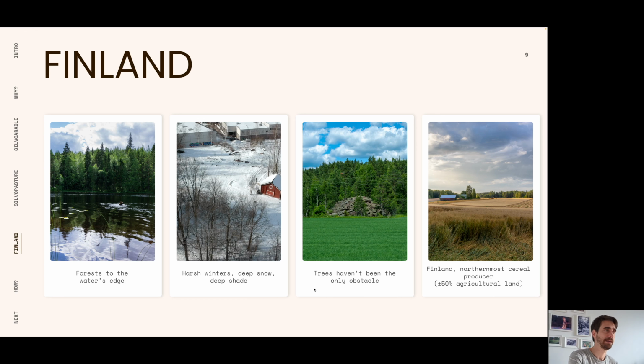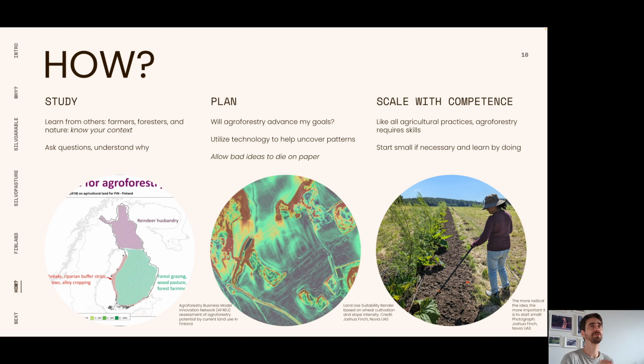Now, if you remember from the beginning, there were a number of slides that I want to go to, but these are just hitting the highlights. We have other presentations and workshops that talk about how to do these things, but I wanted to give you this now in case you're interested. So if you think about how you do agroforestry, I've got three main things. You need to study, plan, and scale with your competence.